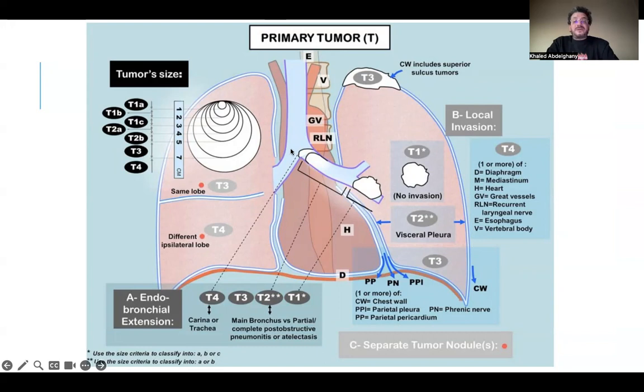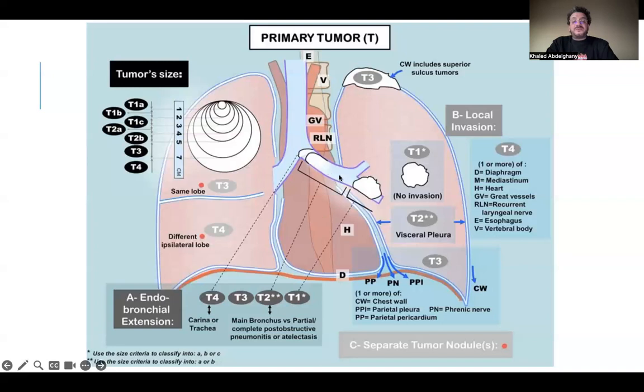Any size of a mass involving the carina is considered T4, even if the size is less than 7 centimeters. But if a mass is located and involving the main bronchus, either right or left, in our case, it is not involving the right main bronchus as we saw before. It was involving the bronchus intermedius. So according to the endobronchial extension it is T1. This T staging is upgraded by the size into T4.